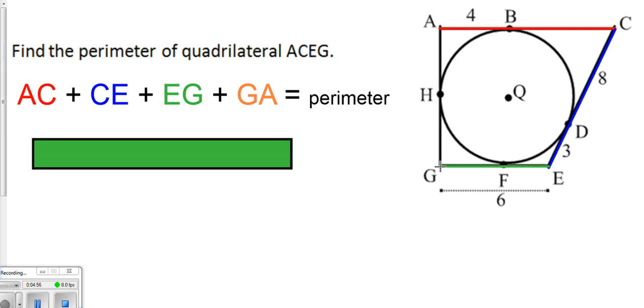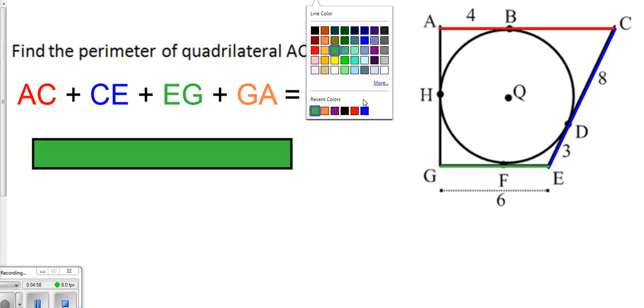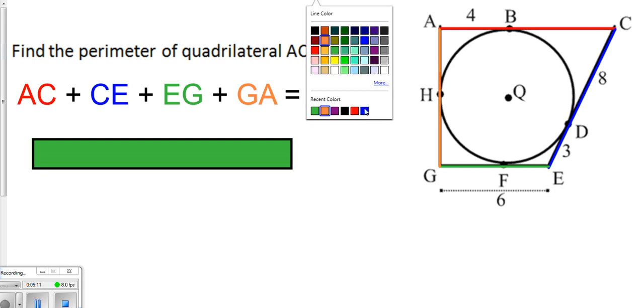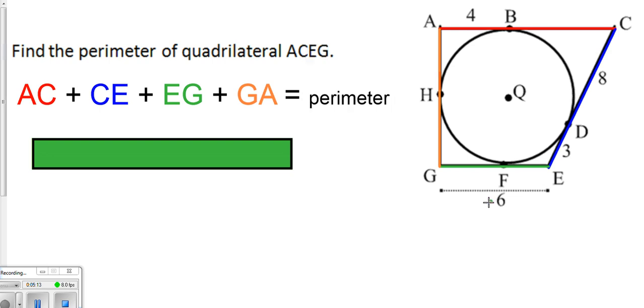This E to G, this last G to A. It's going to be all of these lines added up that would make the perimeter. Now, we only know some of these lines. So, let's see, we know the green one here is 6.